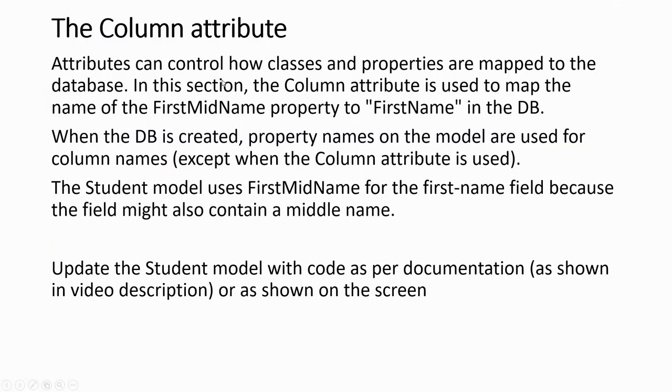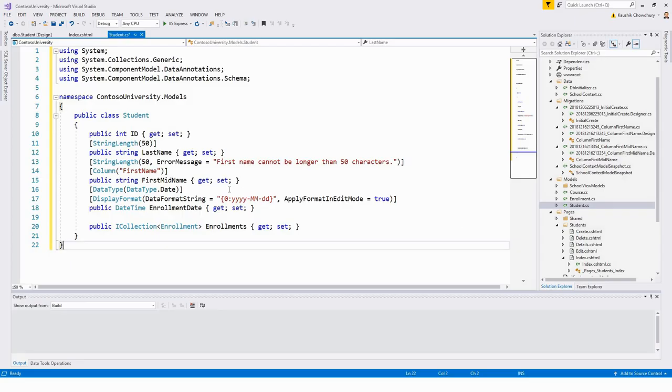Now the attributes can control how classes and properties are mapped to the database. In this section, the column attribute is used to map the name of the first mid name property to the first name in the database. So this column first mid name is mapped to the column first name in the database table, student table.